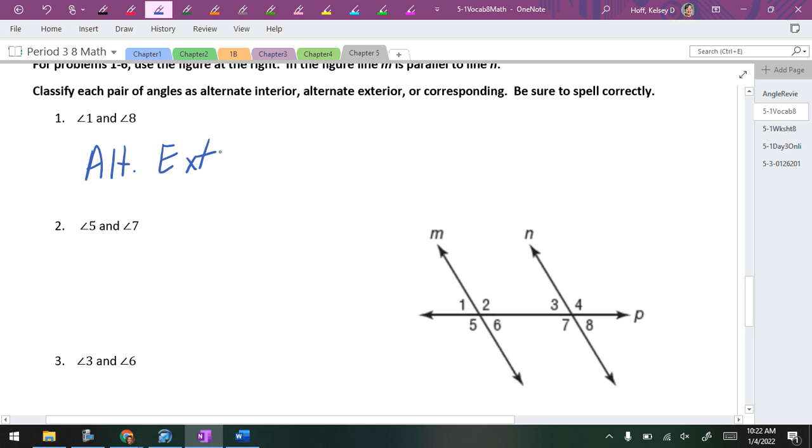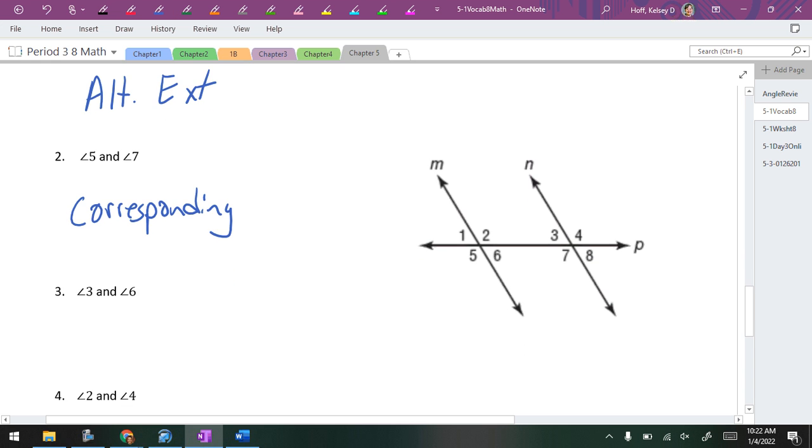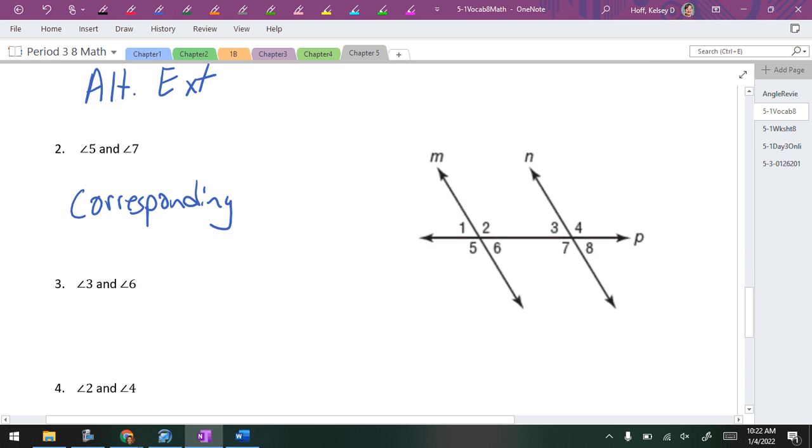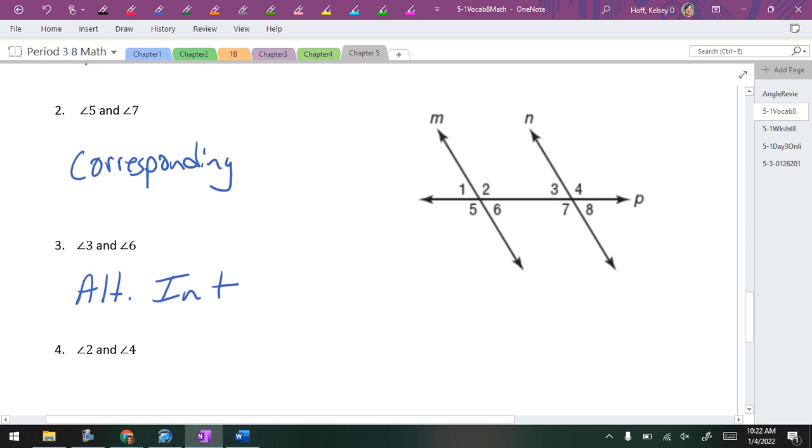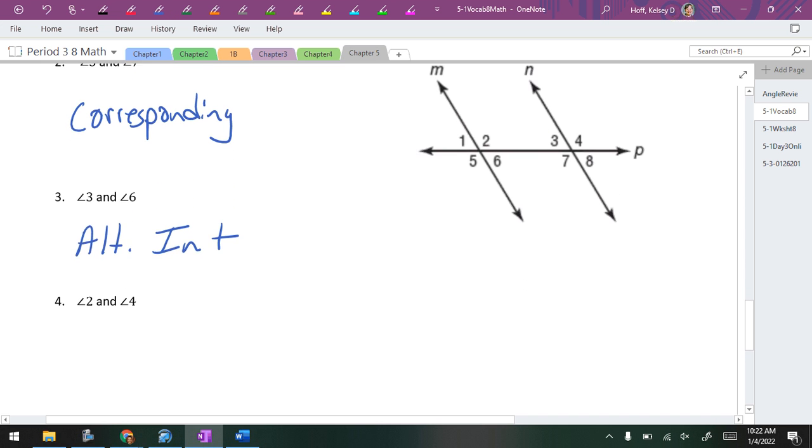Okay, somebody else. Number 2, 5 and 7, Manny. Corresponding. Thoughts? Agree. Number 3, 3 and 6, Ava. Thoughts? Nicely done. 2 and 4. Aaliyah. Corresponding. Thoughts?